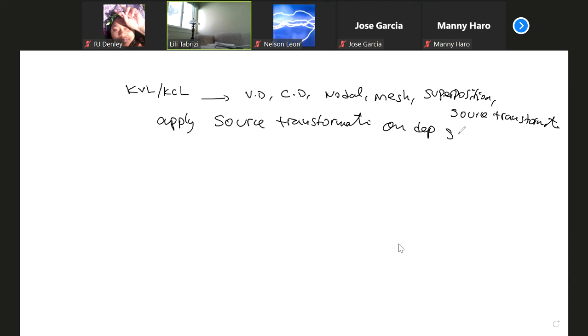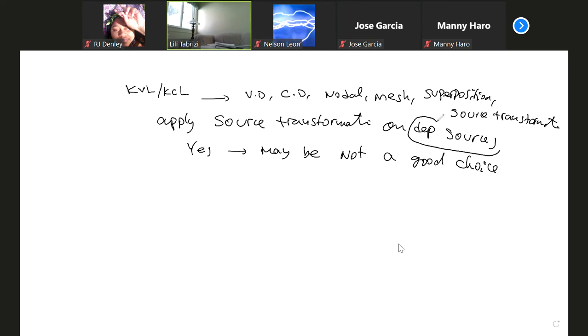Dependent sources. The answer is yes, but maybe not a good choice. Until you become very comfortable with circuit analysis, students lose track when it comes to dependent sources. My recommendation, anytime you see a dependent source, either use nodal or mesh. It's less confusing. Okay, how do I apply source transformation?